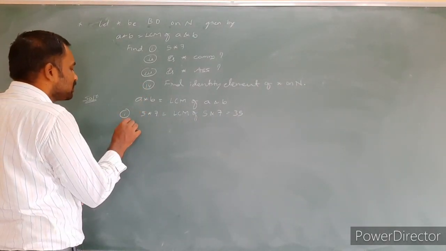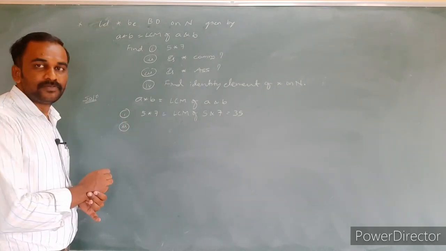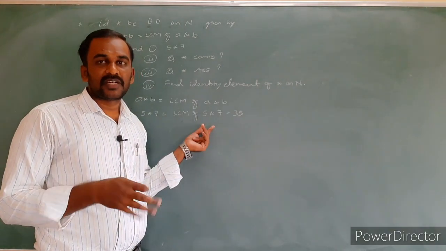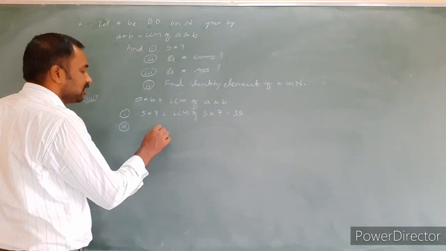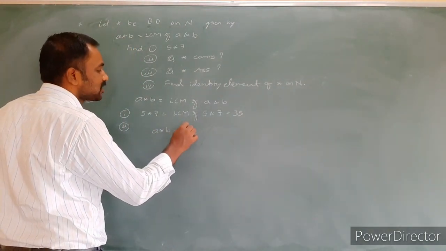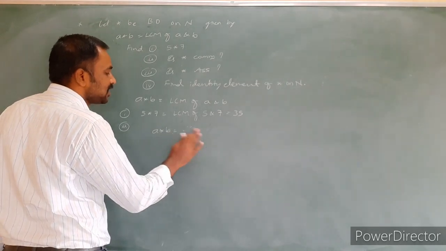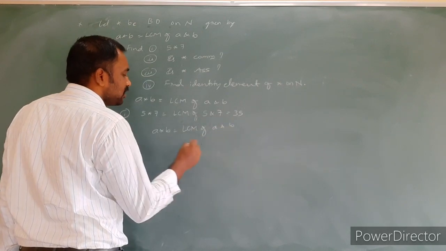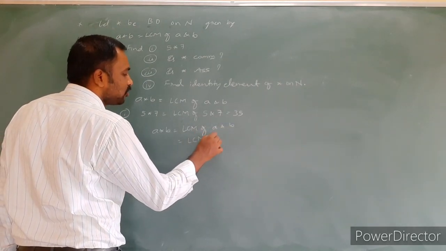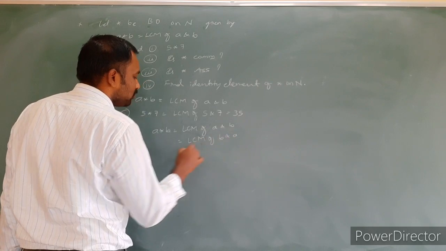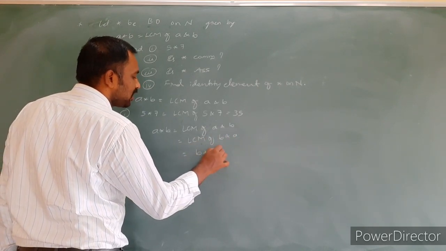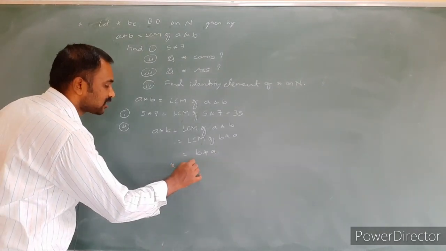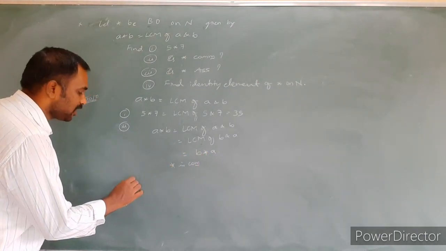Second case. What is the second case? Star is commutative. Now, what do you say? Is the LCM of 5 and 7 the same as the LCM of 7 and 5? Yes, obviously. A star B is the LCM of A and B, which is the same as the LCM of B and A. From this we can say that it is B star A. So A star B is equal to B star A. Therefore, we can say that star is a commutative binary operation.